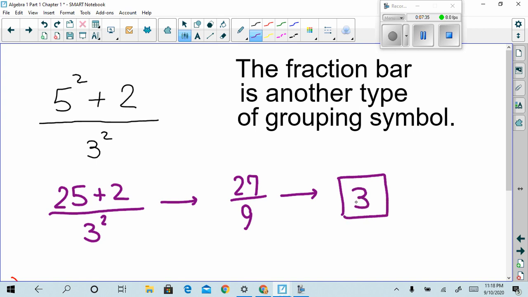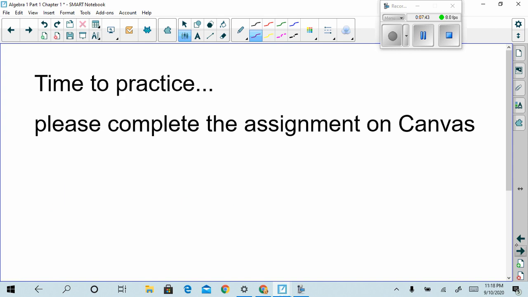There is a lot of practice that comes with this, because the problems starting off simple can get more detailed. So you will do some practice, and I'm going to end our lesson for today.